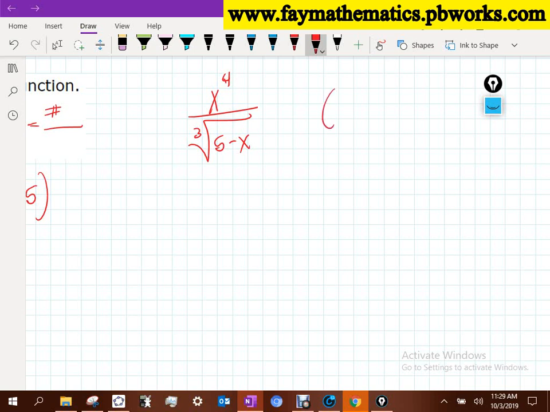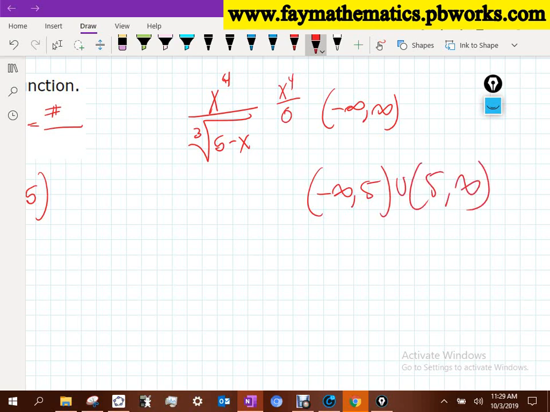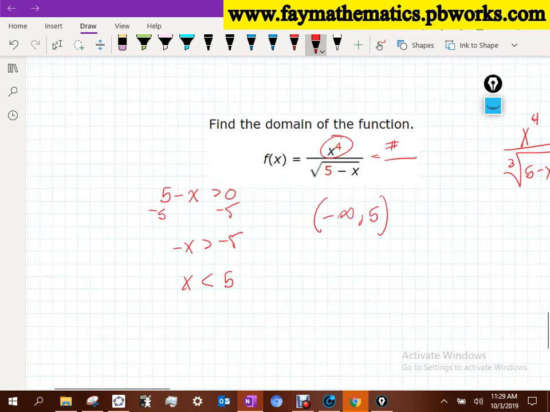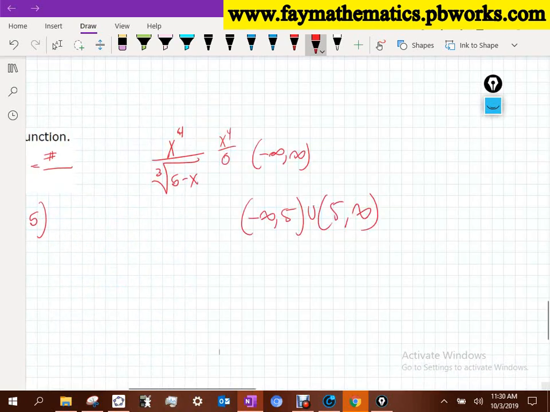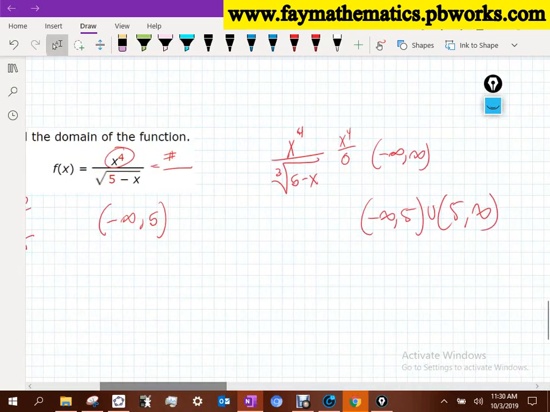Okay. So maybe I start with a domain that is all real numbers, but now I got to think. Well, what if I did put 5 in here? What if I did take the cube root of 0? I'd have x to the fourth, whatever that is, so it'd be 5 to the fourth. What's that, 625? Okay, and then I would have 0 on the bottom. I can't do that, right? So what number needs kicked out? 5, so negative infinity to 5 union 5 to positive infinity. You recognize that that is a completely different domain just by changing the index of the root.